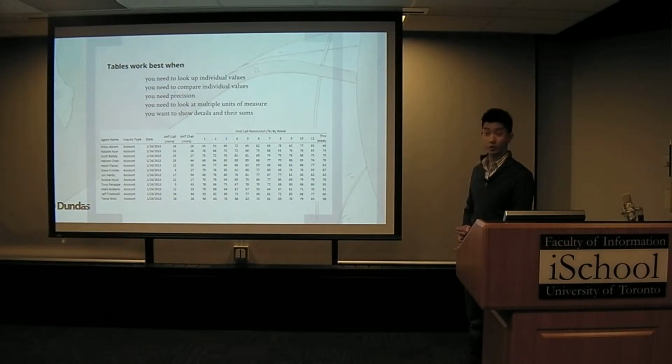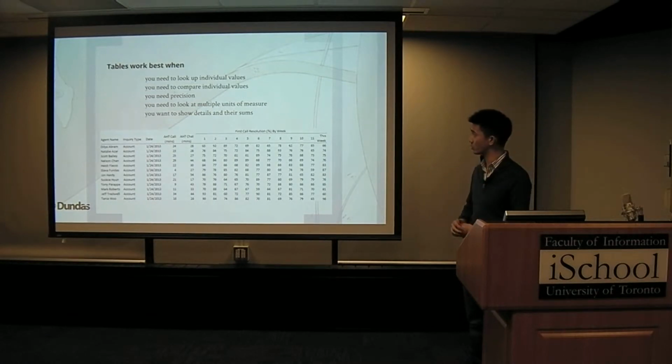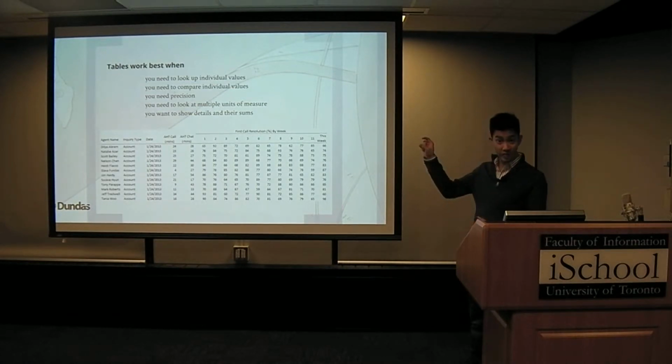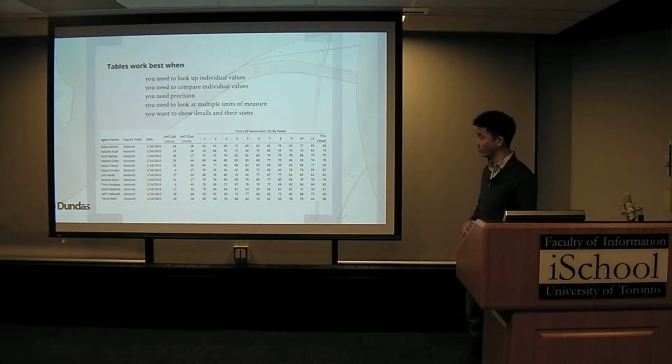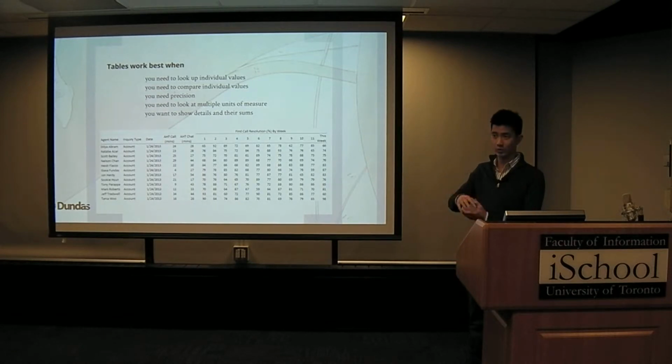I tend to think that we shouldn't. Tables are useful for a few reasons. They're useful when you need to look up individual values. You need to know precisely what that number is. When you need to compare values. When you need precision. Hard to get a lot of precision on a bar chart, for example, particularly when there's a really large y-axis range.